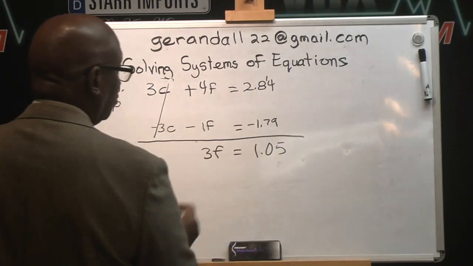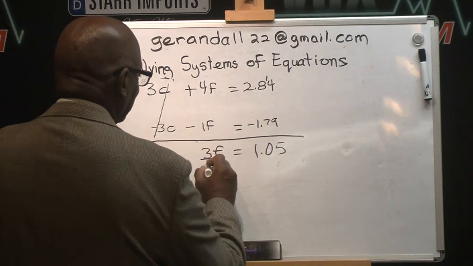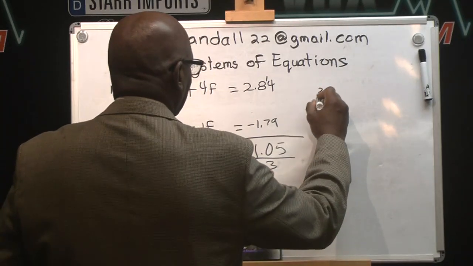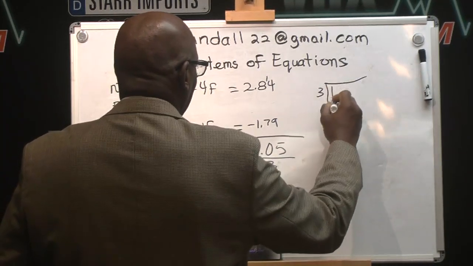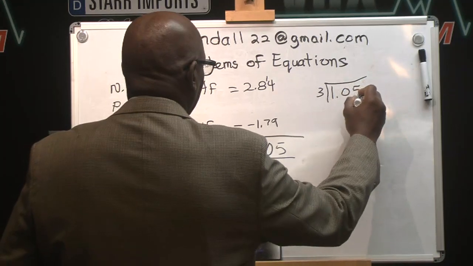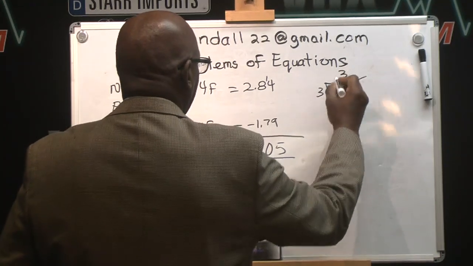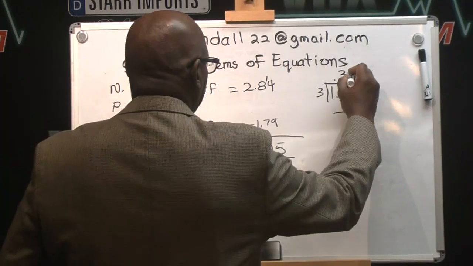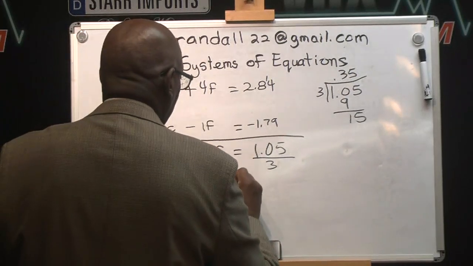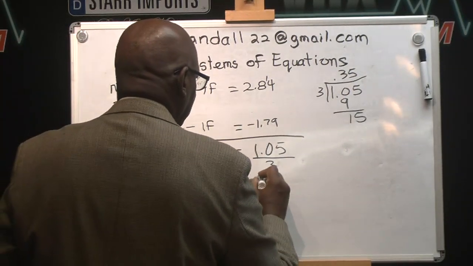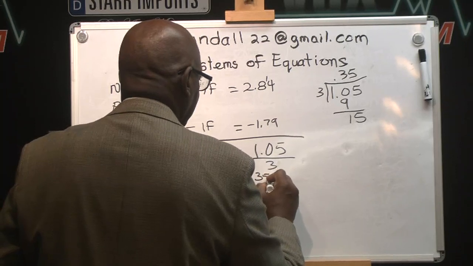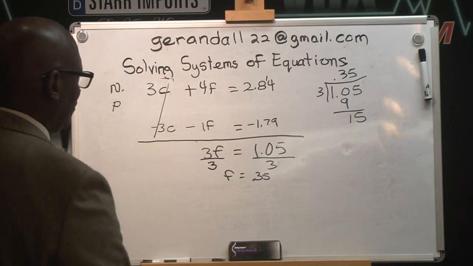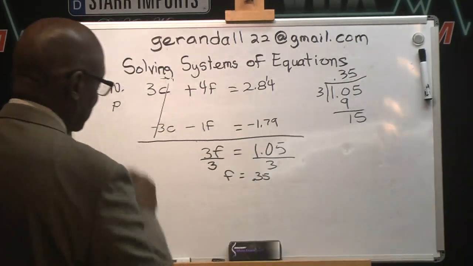And now, how do you undo multiplication? You divide. And whatever you do to one side, you do to the other. And real quick, three, 9. The fruit roll-up, 35 cents. Now, we know what the value of the fruit roll-up is.